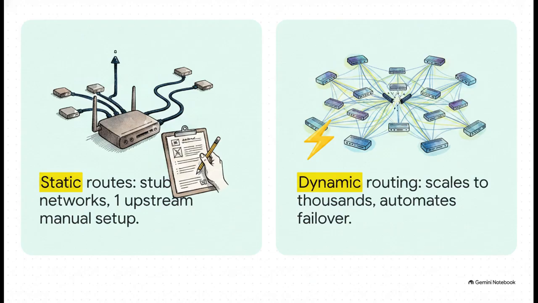Now, static routes are totally fine for what we call stub networks. Think of a small office with just one single connection out to the internet. But the second a link goes down or you add a new subnet, static routing completely breaks. Dynamic routing is the game changer here. It automates this entire exchange of information, recalculates paths instantly when things fail, and scales effortlessly to thousands of routers.